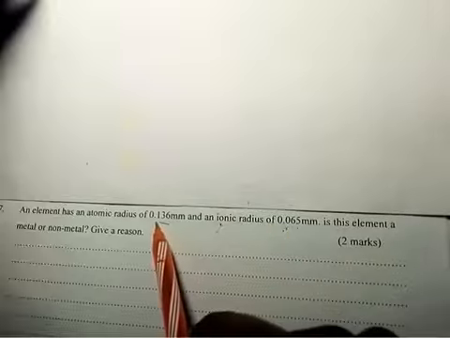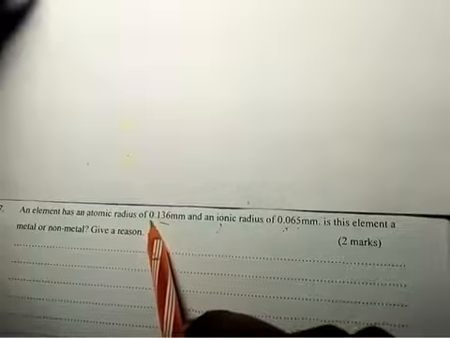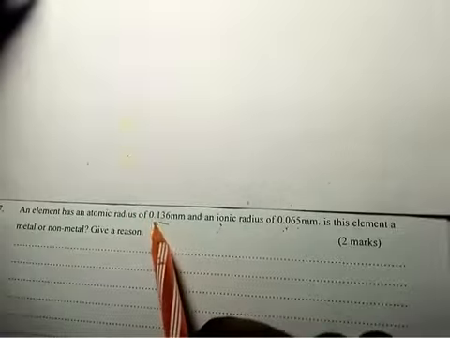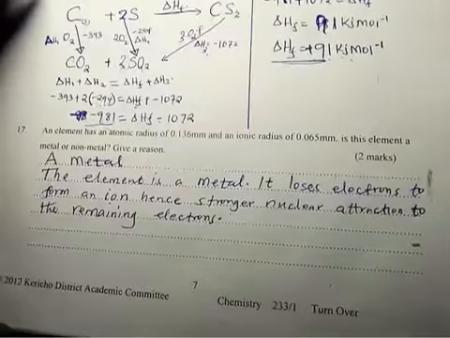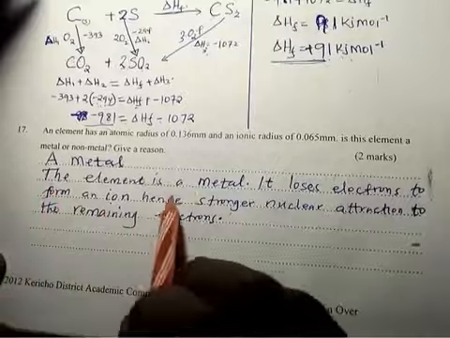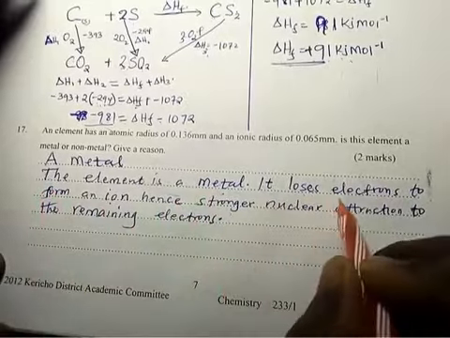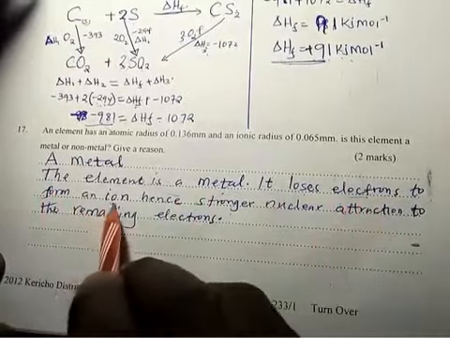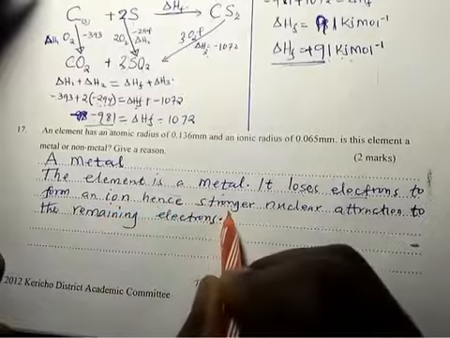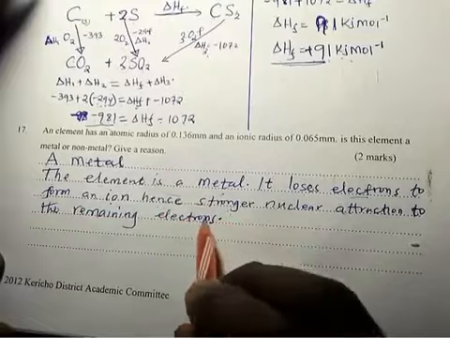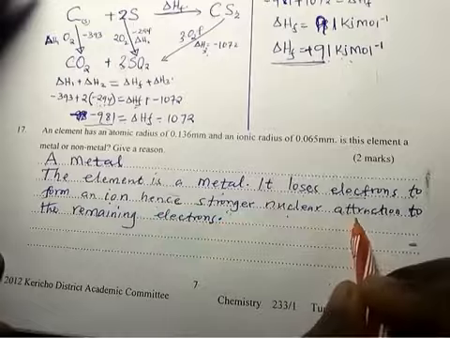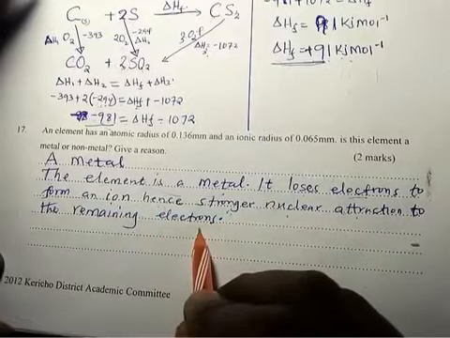than the atomic radius, automatically that one is a metal. The element is a metal. It loses electrons to form an ion, hence stronger nuclear attraction to the remaining electrons.